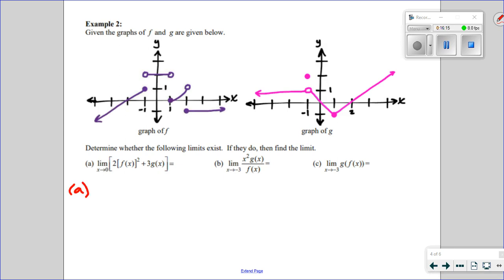If I want to find the limit as x approaches 0 of 2 times f of x squared plus 3 times g of x, I'm going to use my limit properties, and I'm going to put that limit notation just in front of the functions. Okay, so this would end up looking like 2 times the limit as x approaches 0 of f of x, all squared, plus 3 times the limit as x approaches 0 of g of x.